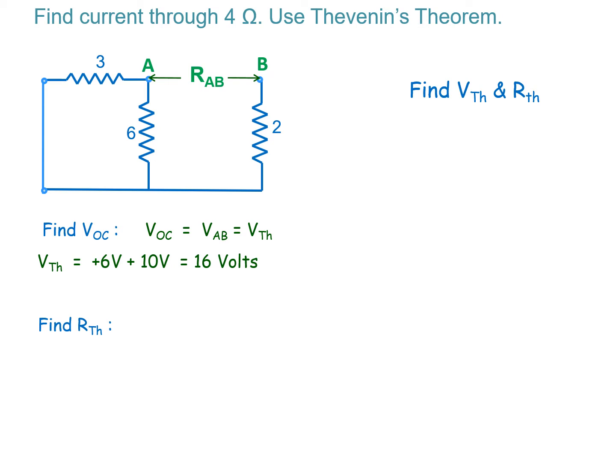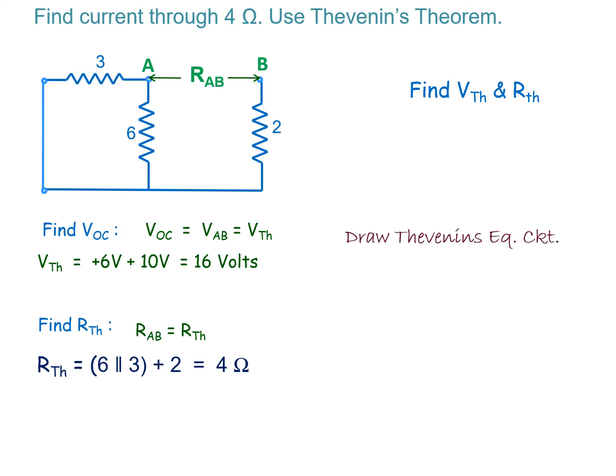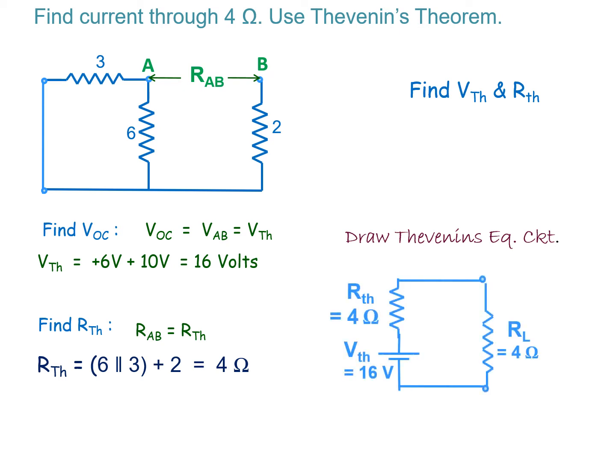Now find out RAB. It will be 3 in parallel with 6 in series with 2. It will be 4 ohms. Draw the Thevenin's equivalent circuit of V Thevenin of 16 volts in series with R Thevenin of 4 ohms connected to the load. Find the load current. It will be 16 divided by 4 plus 4, the answer is 2 amperes.